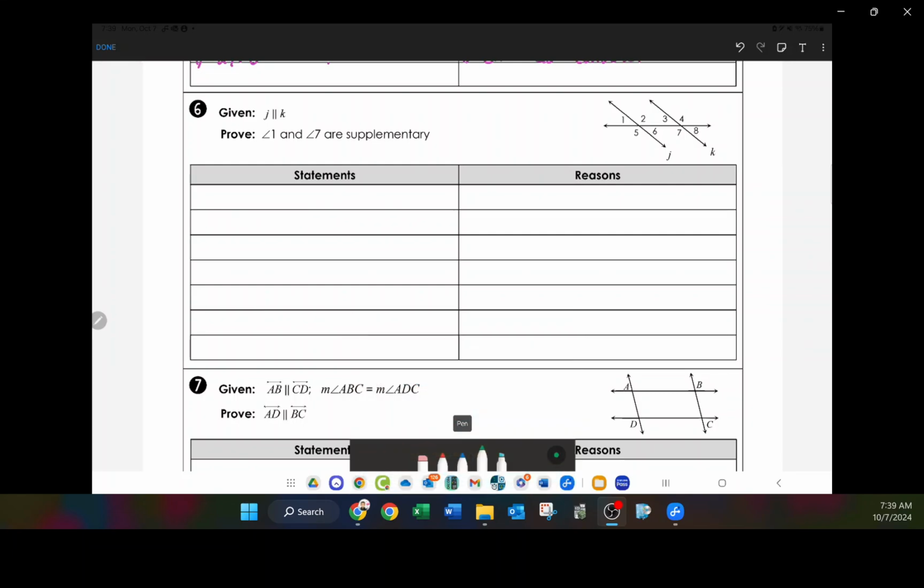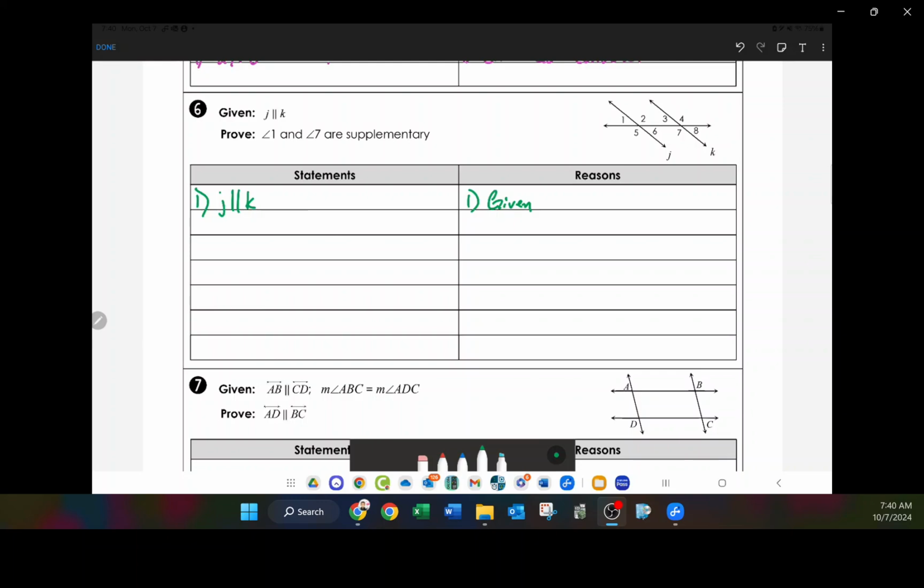All right. So we are given that J is parallel to K. That's all we are given. Now, 1 and 7 are not connected in any immediate angle relationship. They're not same side exterior, same side interior. They're not alternate interior. They're not corresponding. Not really much relationship to each other.